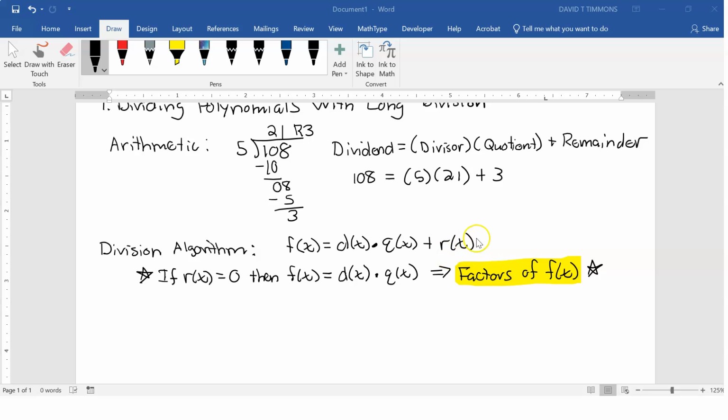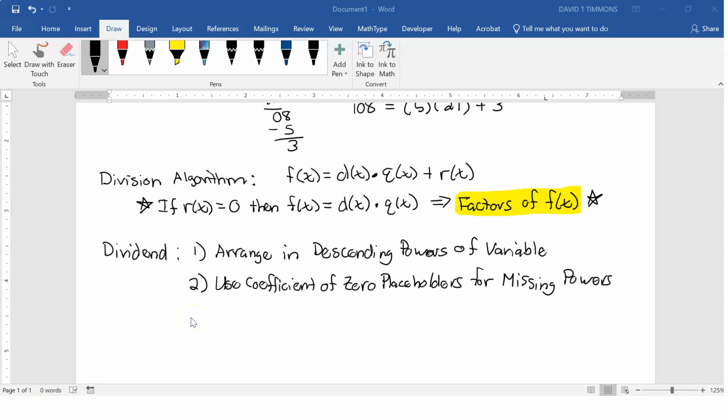The remainder term is gone, and so this will be important when we look at the factor theorem at the end of the chapter and solve for roots of polynomials. We can express a polynomial f of x as the product of two factors and then use those factors to solve for roots of the function.